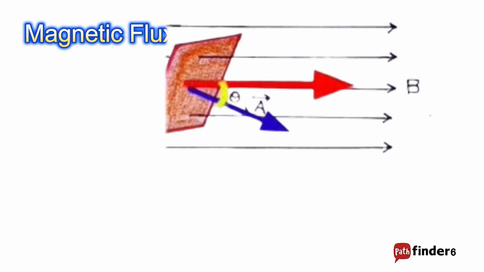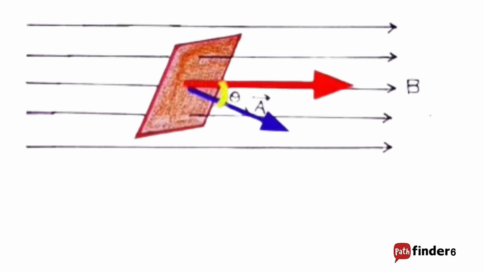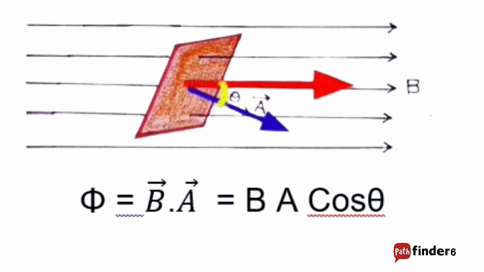Now, if the plane is bent or tilted and makes an angle of theta with the magnetic field, how do we calculate magnetic flux? Phi is equal to B vector dot A vector, which is equal to B A cos theta. How to get this? In the vectors chapter, we already studied resolution of a vector. I will provide a link in the description.